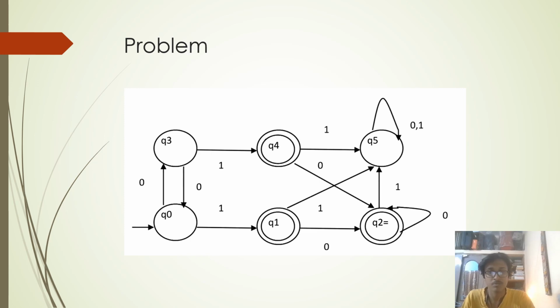So let's do a problem. Here you can see that from Q3, 1 is applied and it goes to another state. Q4, Q1, Q2 are the final states, and Q0, Q3 and Q5 are the non-final states. Q0 is the initial state, you can see the arrow here.